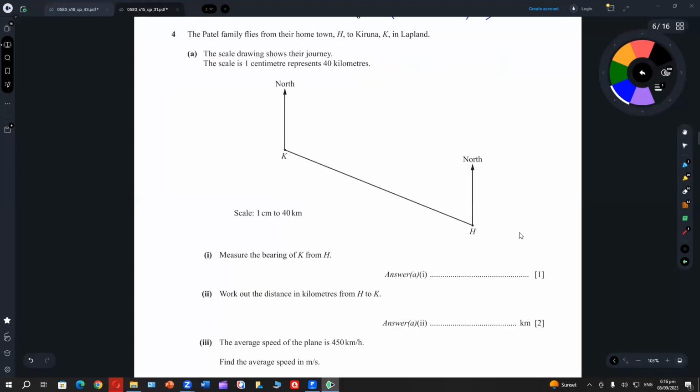The angle might be a bit different because normally when the books are printed, the scale changes. 1 centimeter is to 40 kilometers. Measure the angle of K from H. From H. So I need to find, first mark, this angle. But this angle is so big. It's a reflex angle. You can't get it from the protractor.